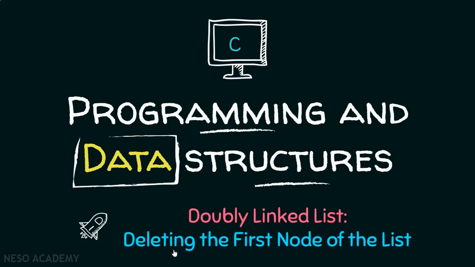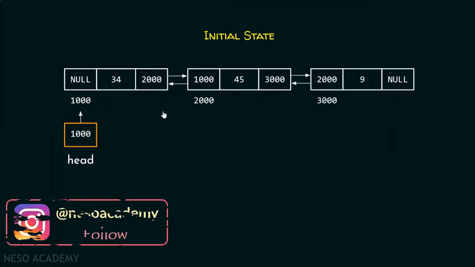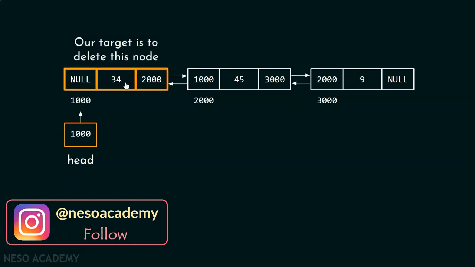In this lecture, we will discuss how to delete the first node of the doubly linked list. So let's get started. Let us suppose this is the initial state of the linked list. Head pointer is currently pointing to the first node of this list, and we have 3 nodes in this list, right? Our target is to delete this particular node.